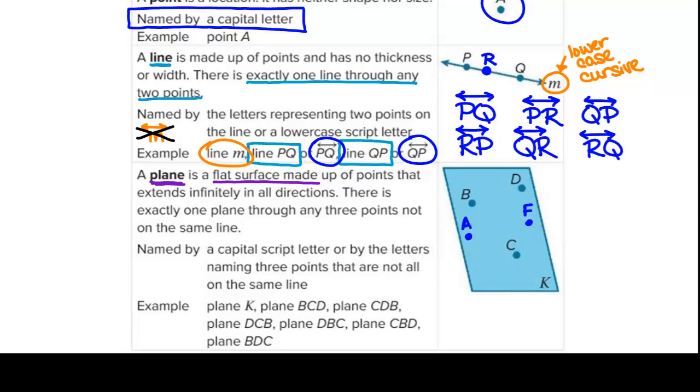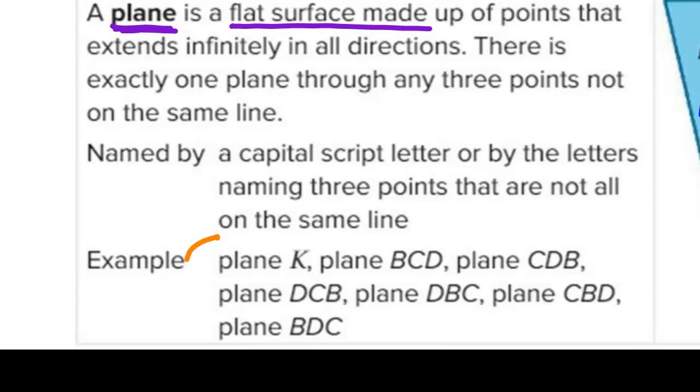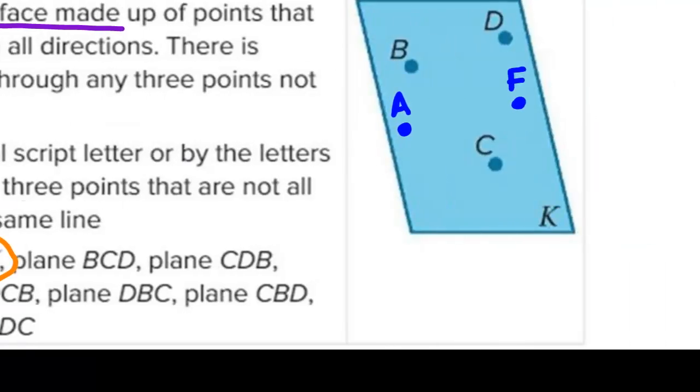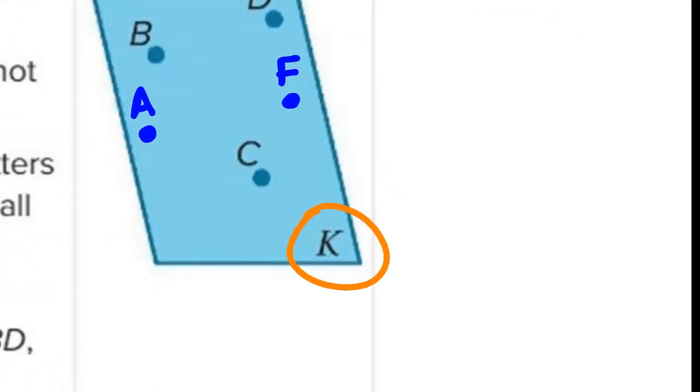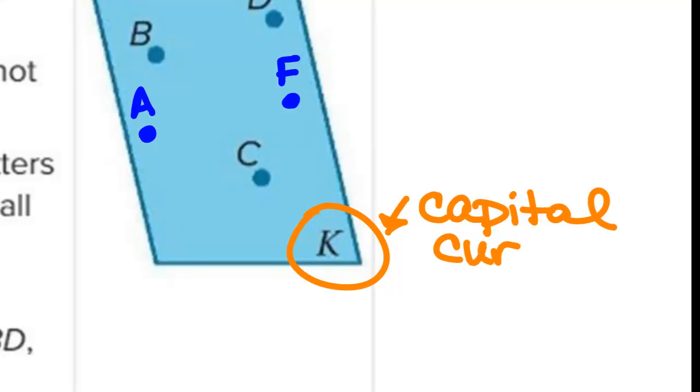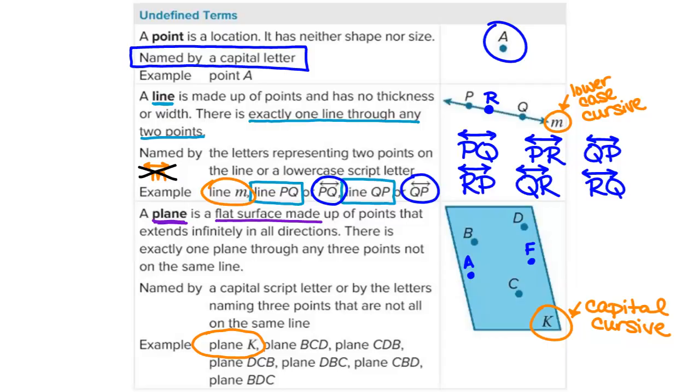Just like with lines, there are 2 different ways to name a plane. We can name it with a capital script, or cursive letter. So uppercase cursive, or capital cursive letter. This will not have a dot next to it. This is not a point. This is the name of the whole plane. And sometimes this can get a little bit confusing.